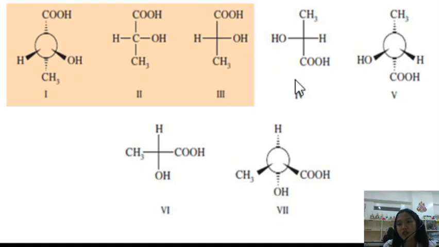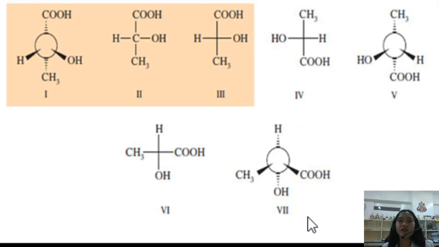Turn it into 180 degrees. And then, for formula number 5, you form the three-dimensional structure of formula number 4. Formula number 6, you've turned formula number 3 into 90 degrees, forming this form, the other form of the lactic acid. And then for formula number 7, you've drawn it into a three-dimensional structure.